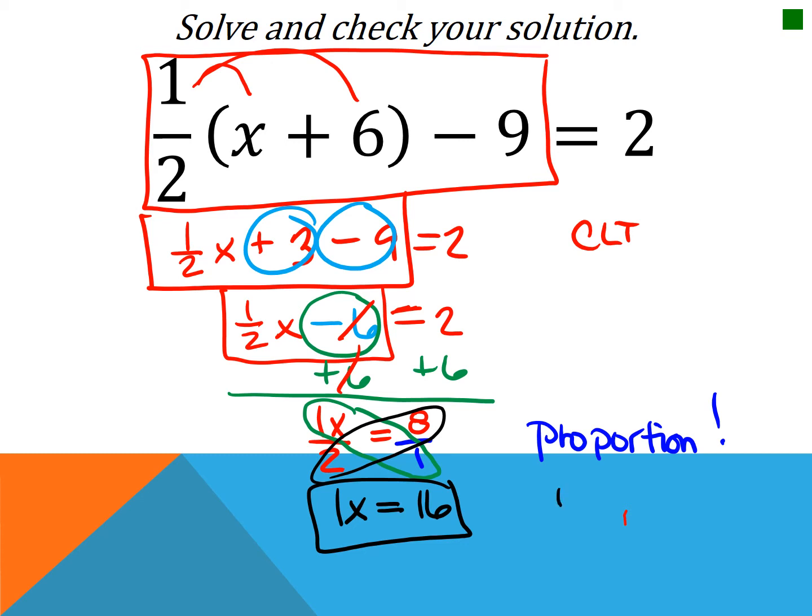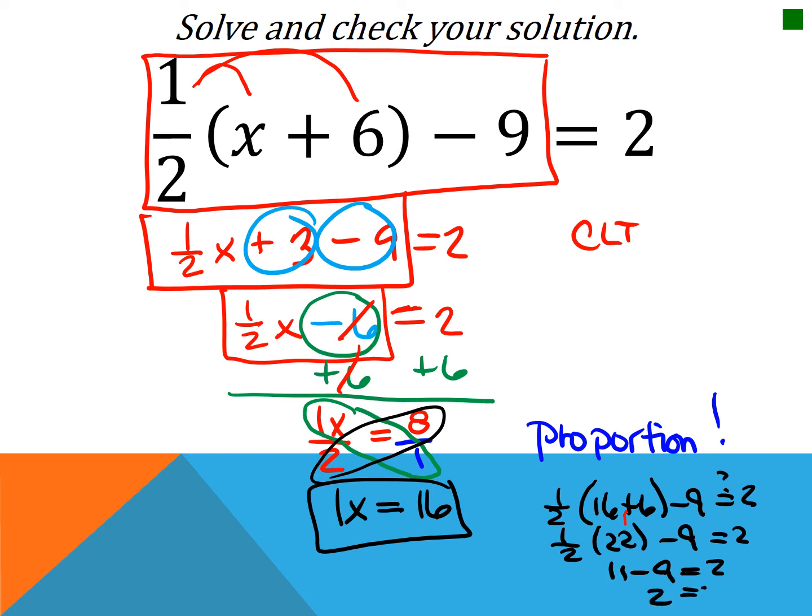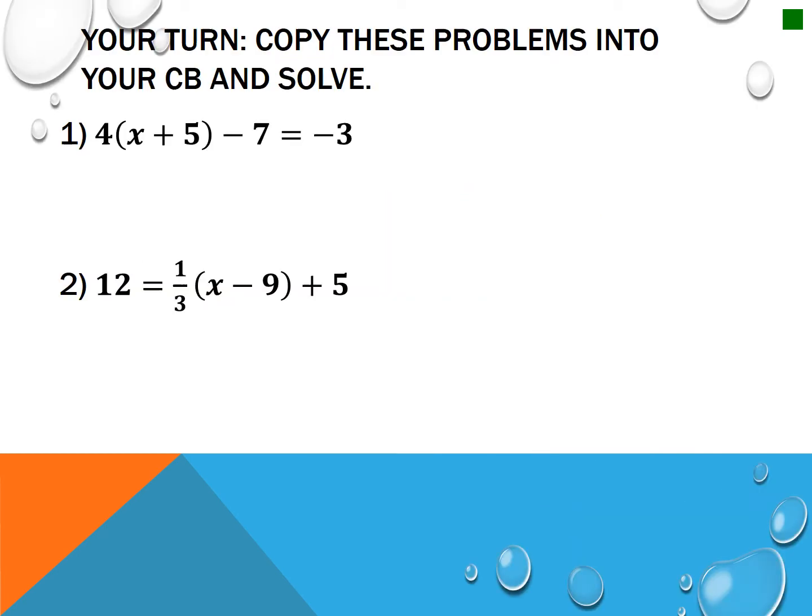Real quickly, I'll check it. 1/2 times 16 plus 6 minus 9. Does that equal 2? Does half of 22 minus 9 equal 2? Half of 22 is 11. Does 11 minus 9 equal 2? You betcha. That's my answer.